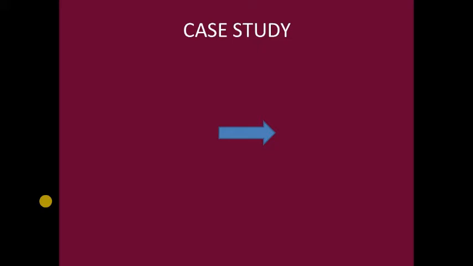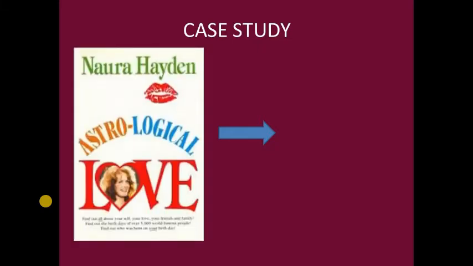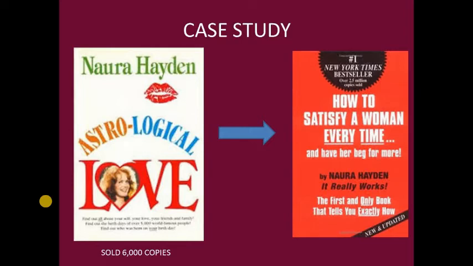Here is a case study on a book written many years ago, titled The Astrological Love. Although this book is really amazing, here is what happened to it. It sold only 6,000 copies. Only 6,000. A few years later, a man got this same book. He read it and really enjoyed it. Later, he met a woman and bought the copyright of this book. He changed only one thing in the whole book, and here is what he changed: the title became How to Satisfy a Woman Every Time and Have Her Beg for More.